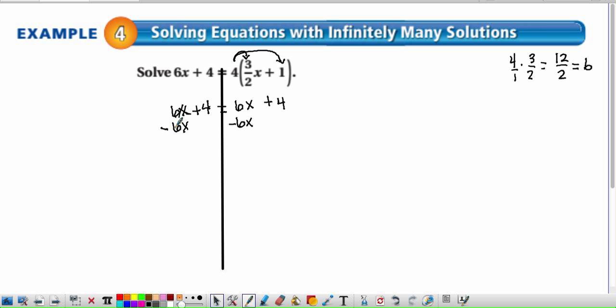6x minus 6x is 0, so those cancel each other out, and we're left with a 4. Equals 6x minus 6x is also 0 on this side, and we're left with a positive 4. And 4 is equal to 4. That is a true statement, so our answer is infinitely many solutions.